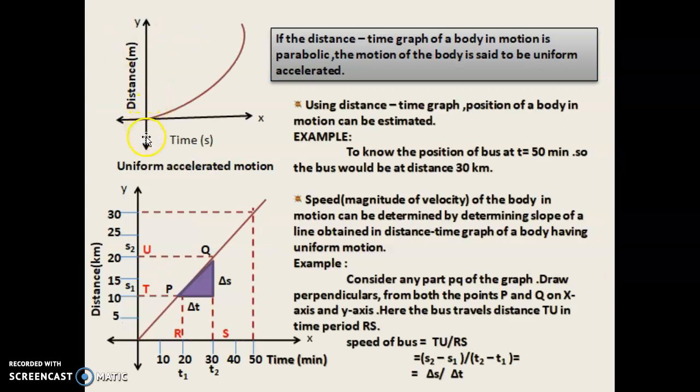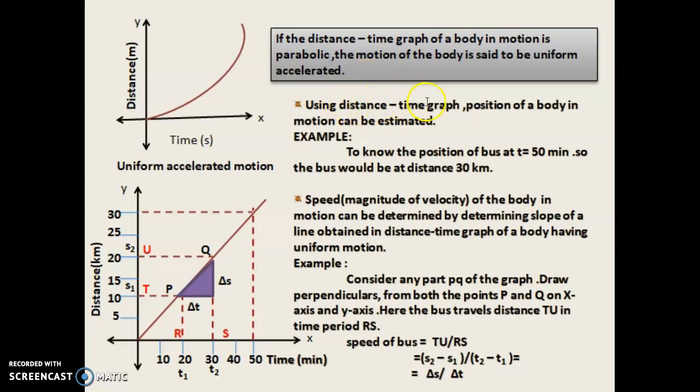This will be the graph for a uniformly accelerated motion. Here time is plotted along the x-axis and distance along the y-axis. If the distance time graph of a body in motion is a parabola, this is the shape of a parabola, the motion of the body is said to be uniformly accelerated.